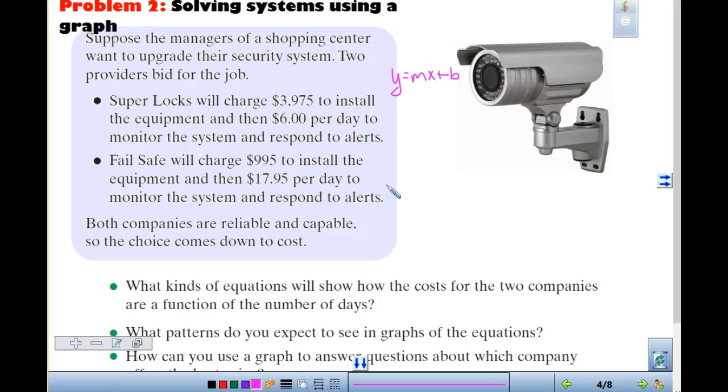It says, what kind of equation will show how the costs of the 2 companies are a function of the number of days? What kind of equation are we talking about? It should be a linear equation. What form are we putting it in? Slope-intercept for this one. Okay, slope-intercept form.